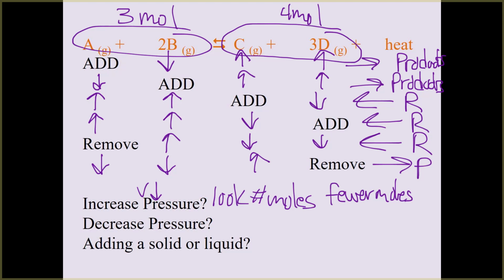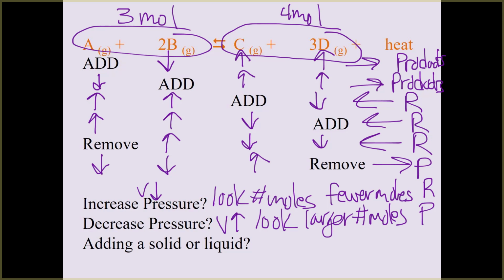What happens if I decrease the pressure? If I decrease the pressure, I am increasing that volume. So you're going to look for the largest number of moles. In this case, it's going to be the product side. Because my volume increased, it will fill the space more, so it's going to be the side with more molecules. So in this case, it's the product side. So again, it's mole dependent, so you have to count moles.